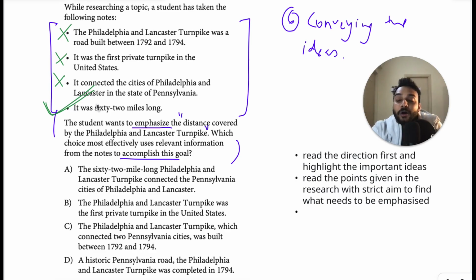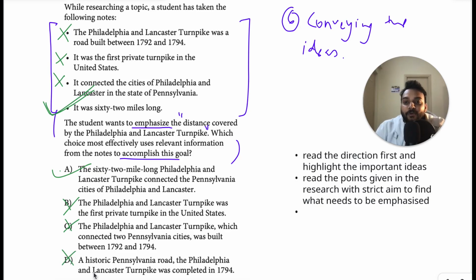Now we'll see in the options which option emphasizes this fact along with covering the maximum information possible, which is also factually correct according to the points given above. So, option A: the 62-mile-long Philadelphia and Lancaster Turnpike connected the Pennsylvania cities of Philadelphia and Lancaster. This is correct because it does cover the distance covered. Let's see if any other options are in competition. The Philadelphia and Lancaster Turnpike was the first private turnpike. Wrong. Which connected to, was built between this and this. Wrong. Was completed in this. Wrong.